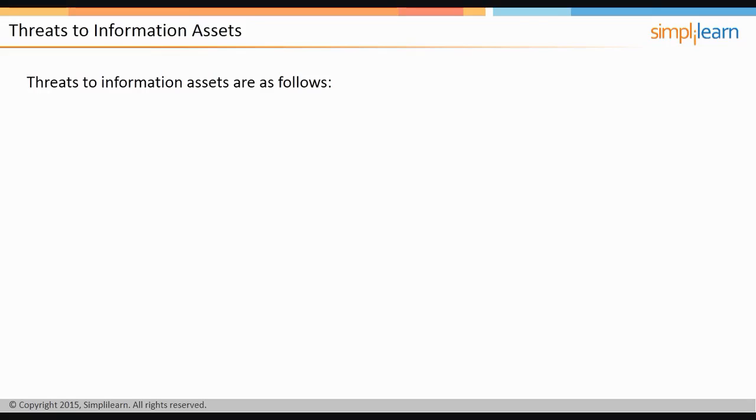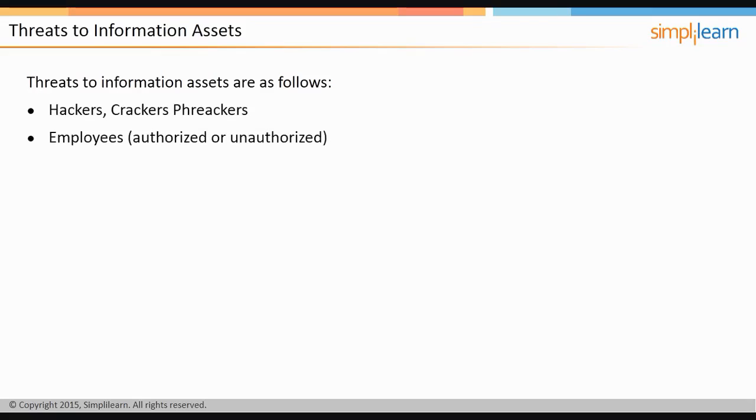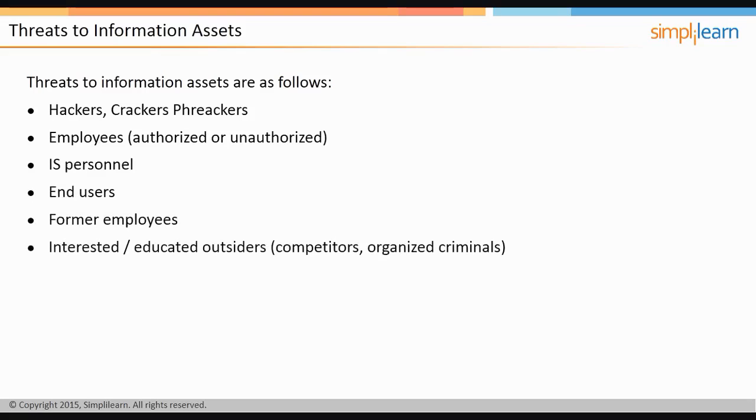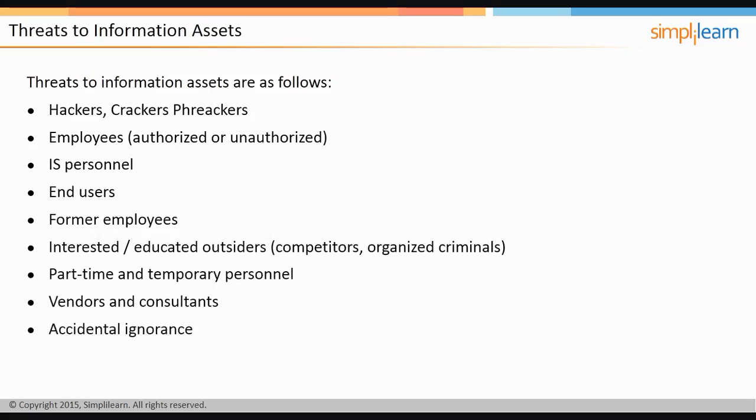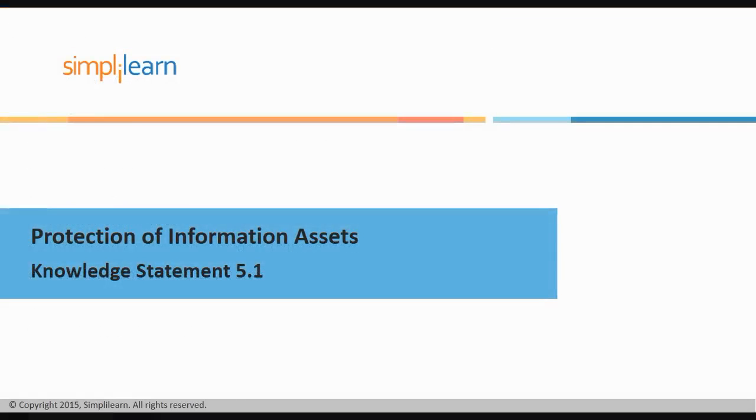The threats to information assets include hackers, crackers, phreakers, authorized or unauthorized employees, IS personnel, end users, former employees, interested or educated outsiders, competitors, organized criminals, part-time and temporary personnel, vendors and consultants, and finally, accidental ignorance. Let us begin with the first topic in this domain in the following screen. In this topic, we will learn about the concepts under the first knowledge statement, KS 5.1. We will begin with design, implementation, and monitoring of security controls in the next screen.